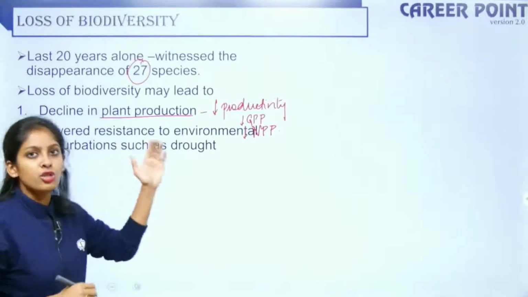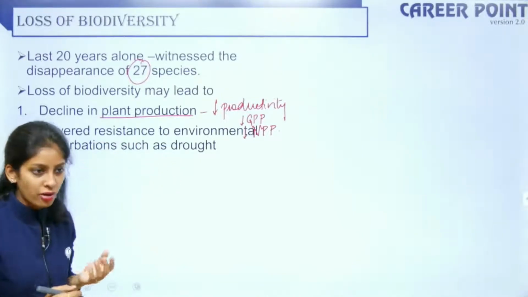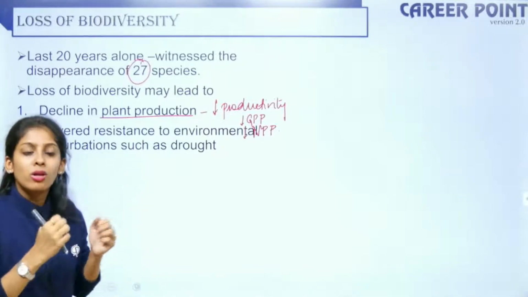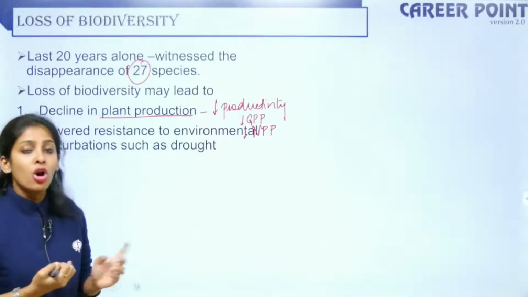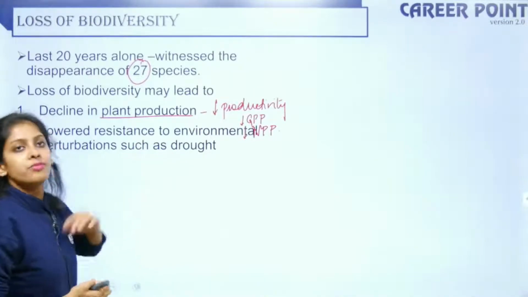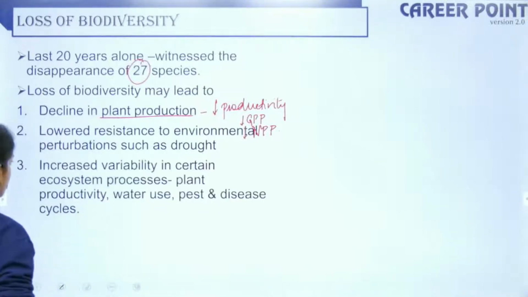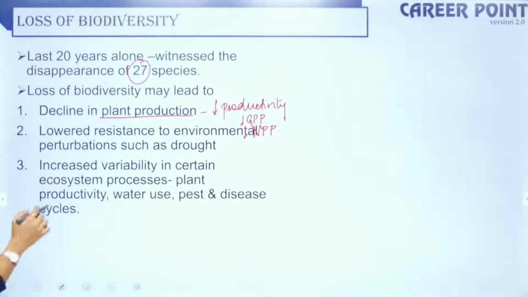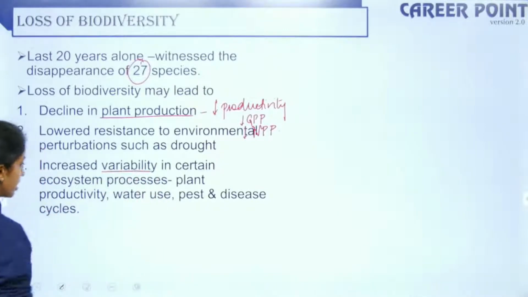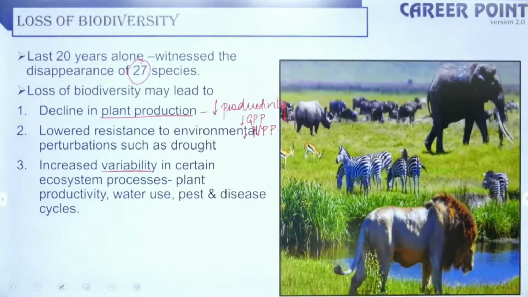So, lowered resistance to environmental disturbances such as drought. If you do not have plants, who will hold the soil? So, you will have soil erosion. Who will hold back the water? All that happens, thus making itself vulnerable to environmental conditions. So, increased variability in ecosystem processes like your plant. So, you have variability, so stability is not maintained. You have variability in plant productivity, water use, pest and disease cycle. So, all these make a huge difference. So, thus your loss of biodiversity leads to all these consequences.